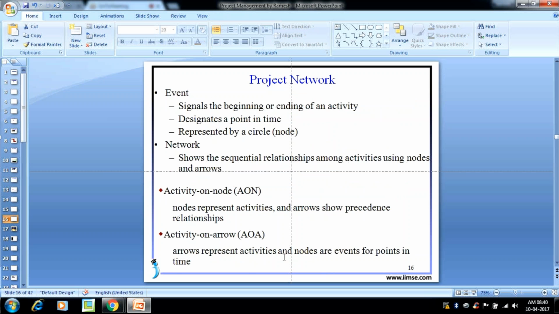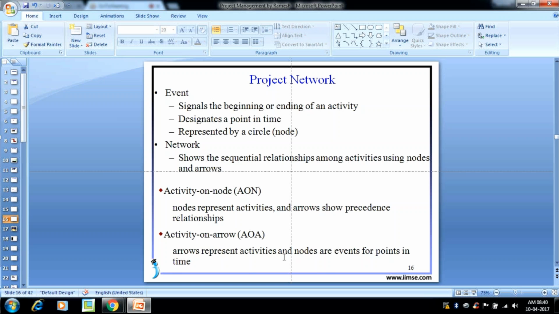In the project network we have some terms: event, network, activity on node, activity on arrow. Here an event signals the beginning or ending of an activity. That means we should be able to say which is the starting and which is the ending time. It designates a point in time. Exactly, we should say when we should start, on so and so date, and when we should finish, on so and so date. An event is represented by a circle.